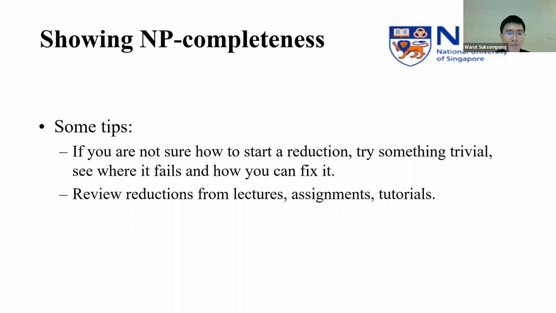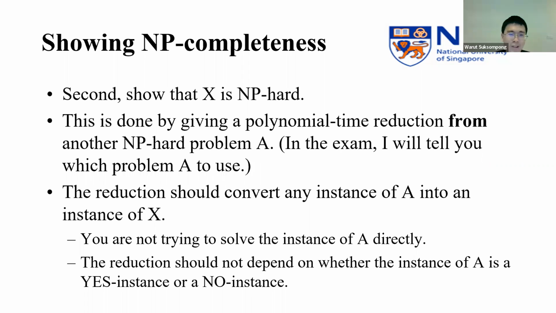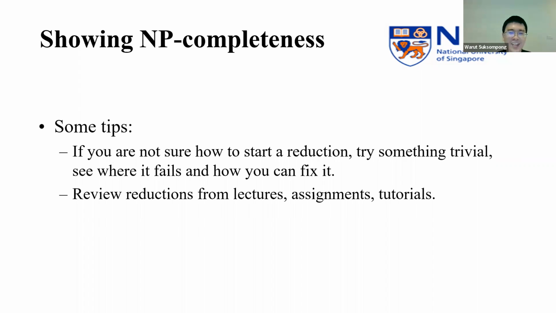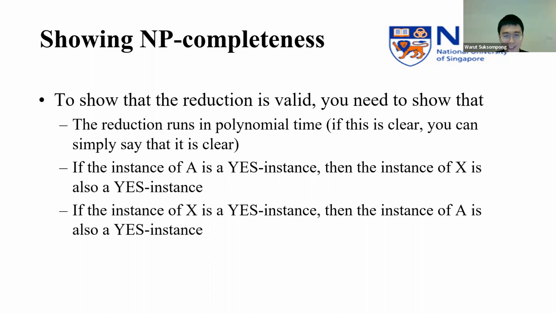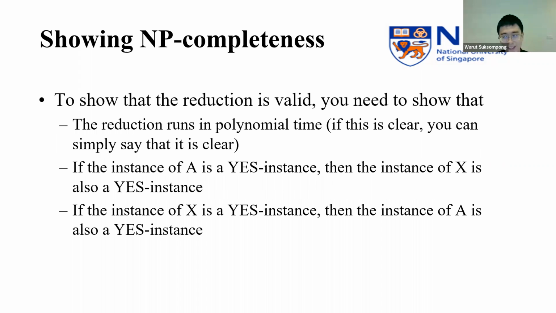Now, when you start with an instance of A, it might not be clear how you convert it to an instance of X. So my suggestion would be, if you're not sure how to start, at first try something trivial, see how you can use the information in that instance to convert it to an instance of X, and see whether it works. See whether it's true that the instance is a yes instance if and only if the instance of X is also a yes instance. And if it doesn't work, let's see how you can fix it, how you can make it so that this if and only if relation holds.